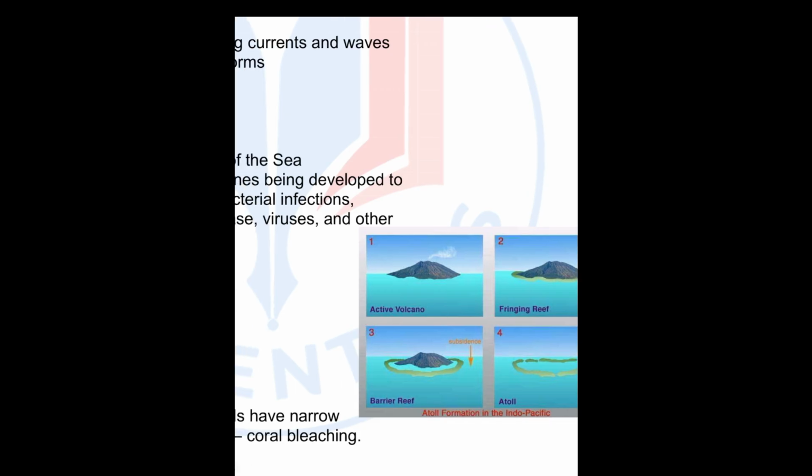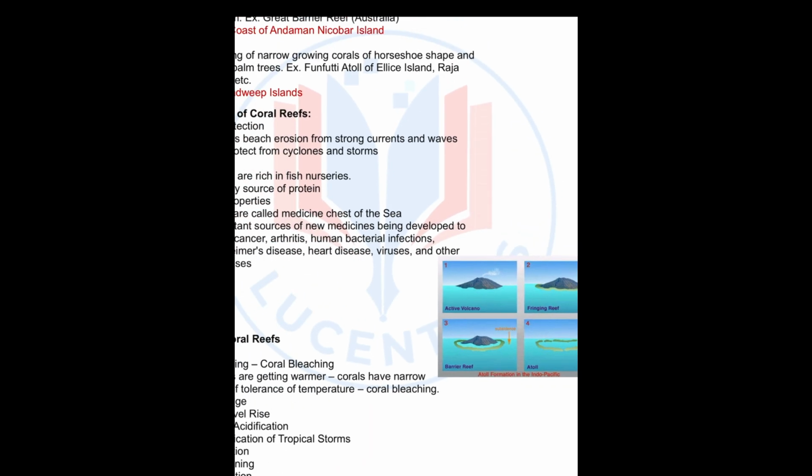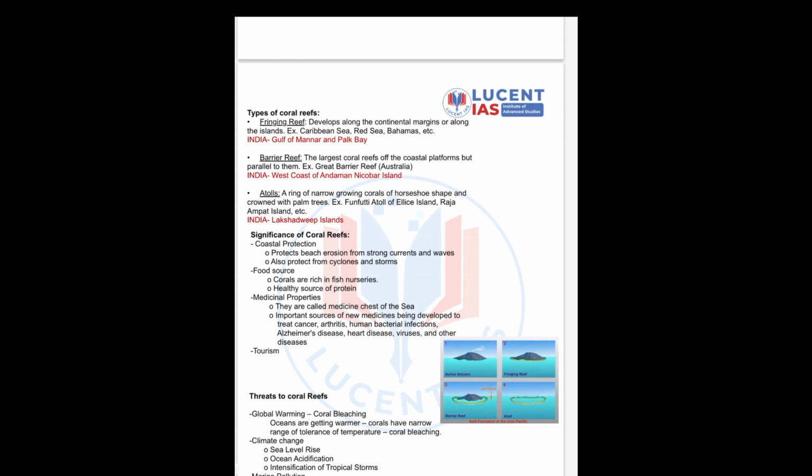Then if the other part gets subsided, if there is a gap between this mountain and the corals, then this is the barrier reef. And if this mountain gets subsided, and only this reef remains, this is an atoll. So let us see the difference.